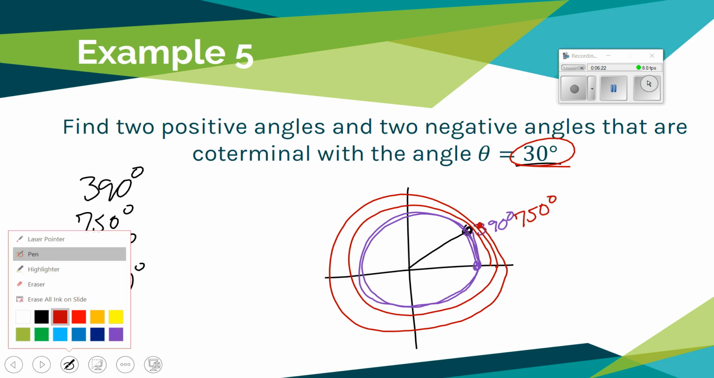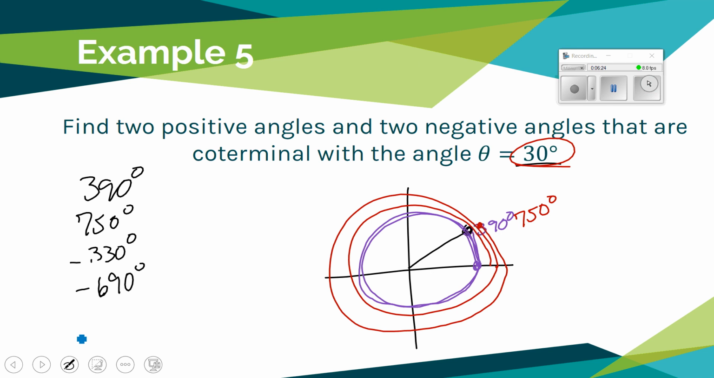Okay. Then I want 2 negatives, so that means I'm going to still start here. If I go all the way around, I'm not doing a full 360. Now you could do 360 and then subtract 30, or you could just take 30 degrees and subtract. You want to go backwards another 360. Okay, so that's going to be negative 330.